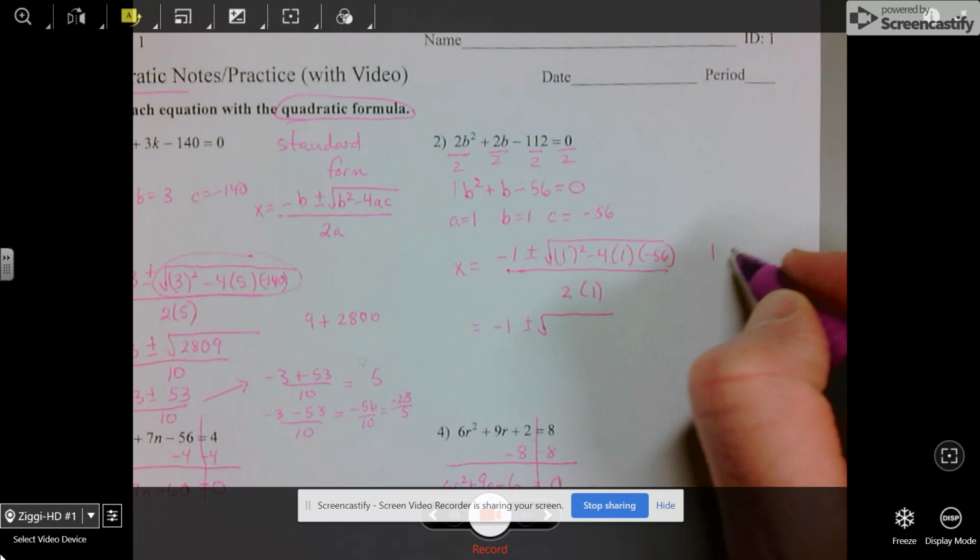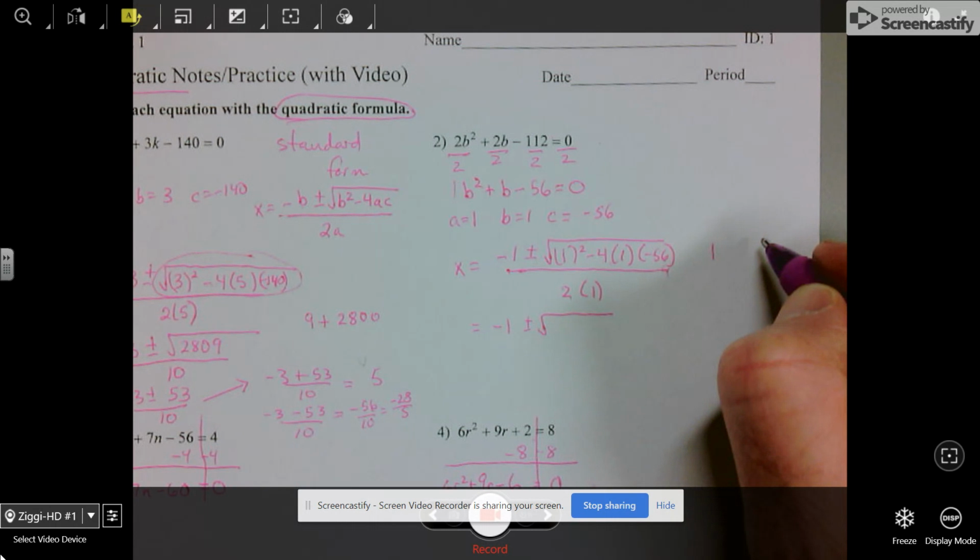Negative 1 plus and minus 15 over 2, because the square root of 225 is 15. Two answers: negative 1 plus 15 over 2, and negative 1 minus 15 over 2. That's 14 over 2, which is 7. That's negative 16 over 2, which is negative 8.